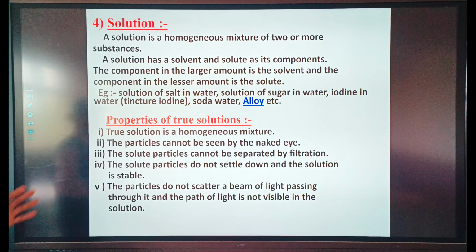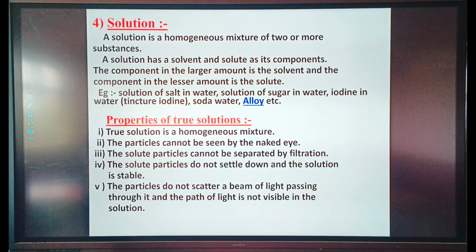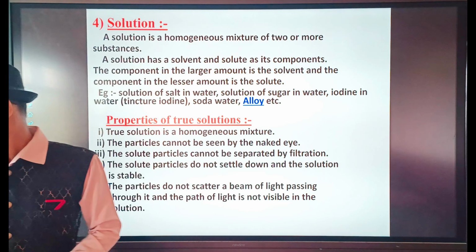Okay, the property of a solution is that it is a homogeneous mixture. The particles cannot be seen by the naked eyes. The solute particles cannot be separated by filtration. The solute particles do not settle down. And the solution is stable. The particles do not scatter. A beam of light passing through it, the path of light is not visible in the solution.